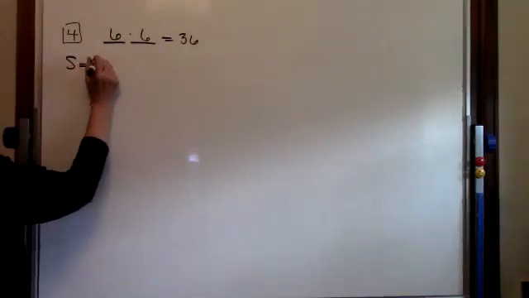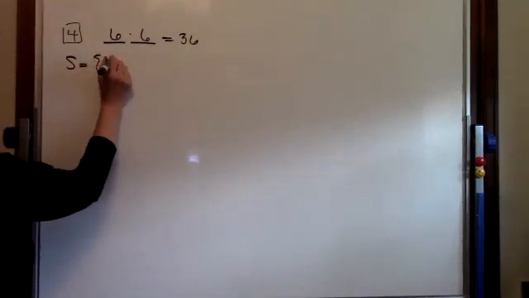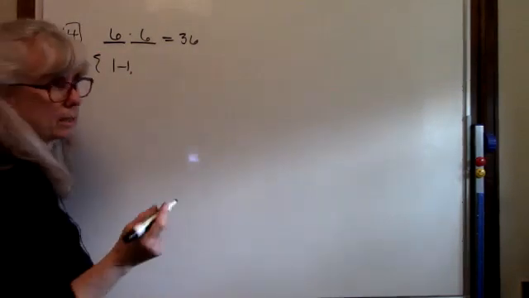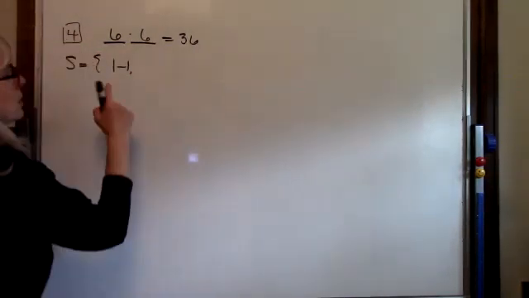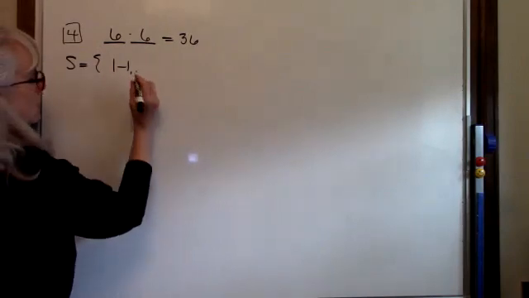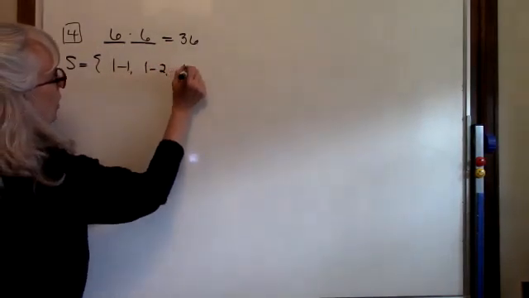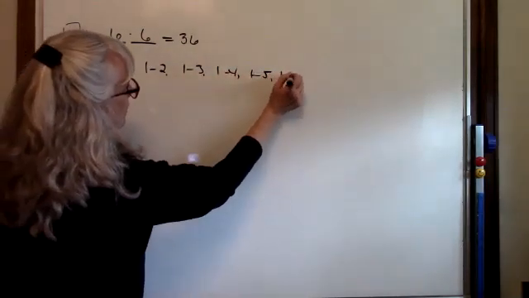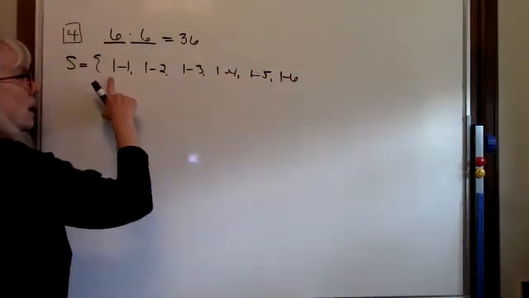So S is going to be equal to, I'm going to do 1-1. You can write it in numerous ways. I'll do 1-1 because that's the simplest way to write it. That means 1 on the first die, 1 on the second die. Then I would have a 1-2, a 1-3, a 1-4, a 1-5, and a 1-6.